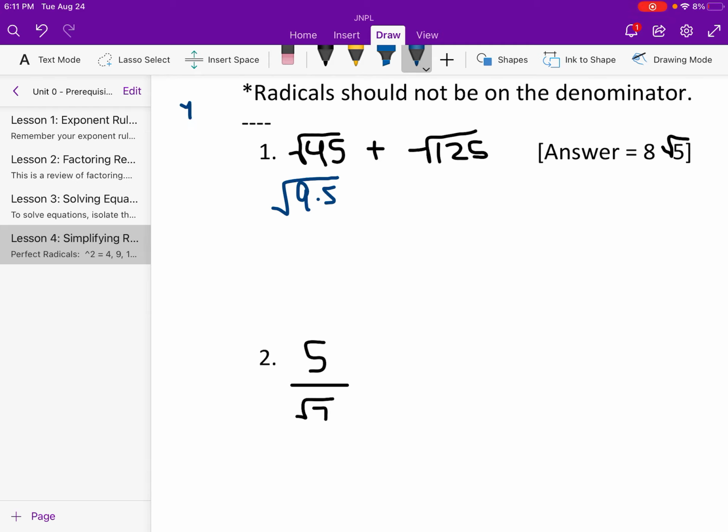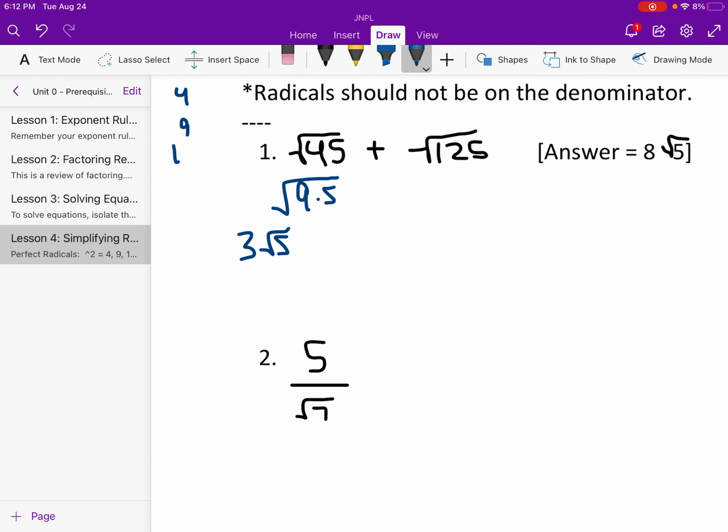What you can basically do is write a list of your perfect squares, and just ask, do these numbers go into 45? Does 25? No. Does 16? No. Does 9? Yes. Does 4? No. So that's why we're doing 9 times 5. So you can take the square root of 9, and that would give you 3, and you still have a root 5 in there. For 125, it might be a little bit harder to tell, but let's see.